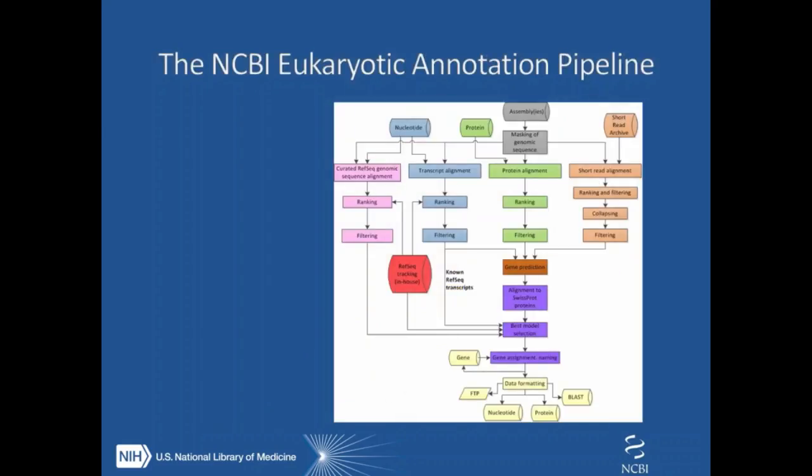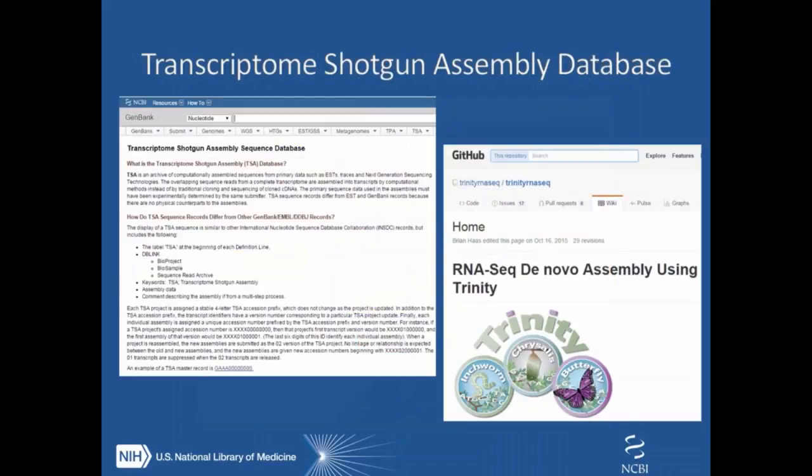For eukaryotes, not all organisms are automatically annotated by our pipeline, but if you're interested in having your organism annotated, if you've done an assembly and you're submitting it, please write an email to genomes@ncbi.nlm.nih.gov. If you need that information again, you can go ahead and email us at webinars@ncbi.nlm.nih.gov.